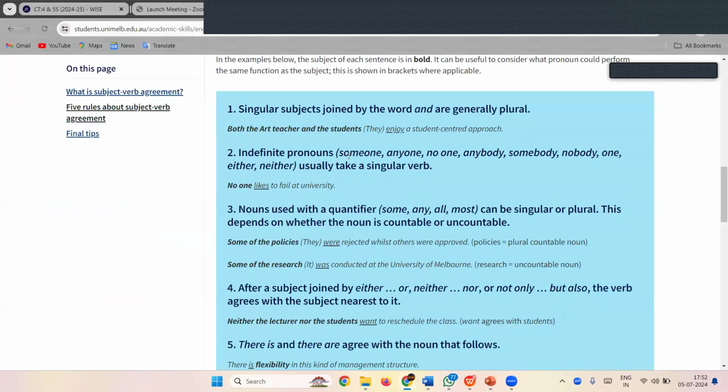Now, see this. The indefinite pronouns someone, anyone, nobody, anybody, somebody, one, either, neither usually take a singular verb. You have to remember this, children. Somebody has spit over there. Somebody has taken my eraser. Anybody know the answer? Like that. So whenever words like someone, anyone, nobody, anybody come, you should use the verb in the singular form. Take this sentence for example.